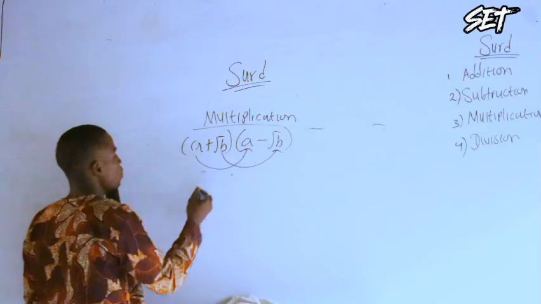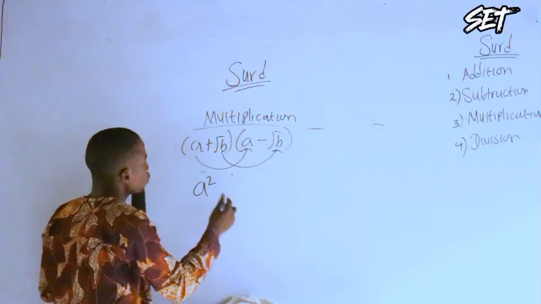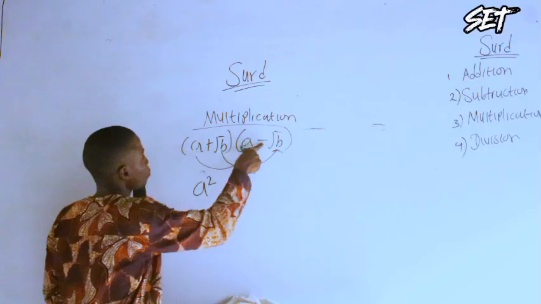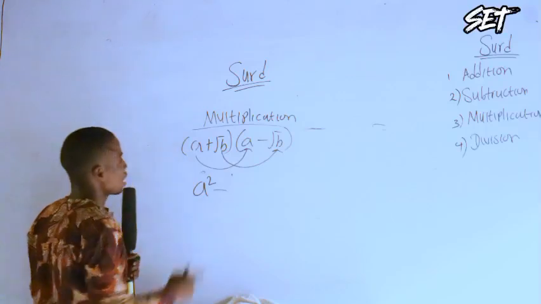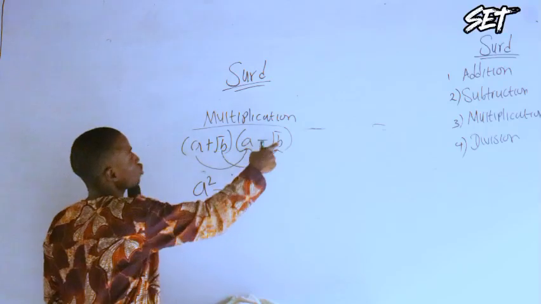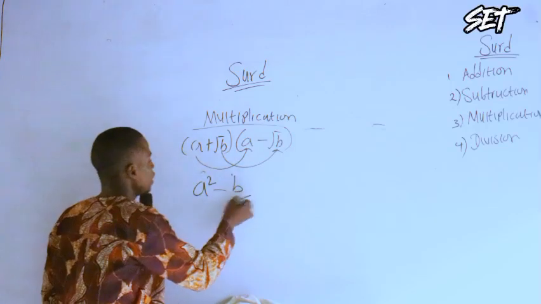Now, A times A will be A squared. Now, you write minus times plus. Plus times minus is minus. And root B times root B, the way we said, is B. That's the answer of this.